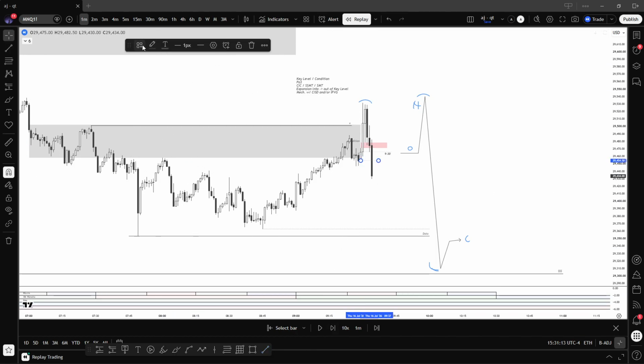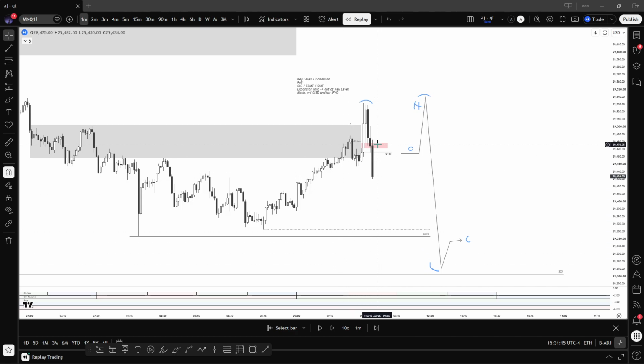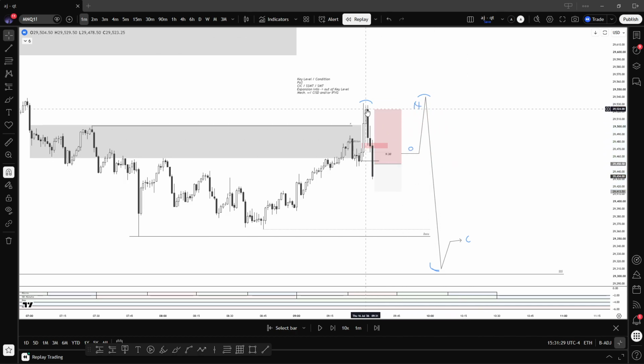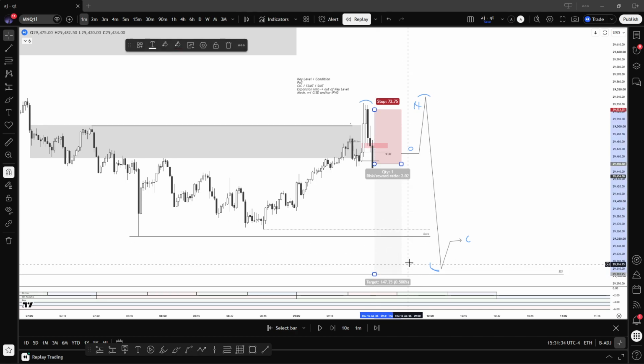So this is exactly what I did right here. I actually entered a little bit earlier. I anticipated the CISD just because of 9:30 volatility. If this is our high, I expect us to actually dump. So I think I got filled about here. Stops at the top of this order block. And then I was targeting this high time frame draw, about 2R here.